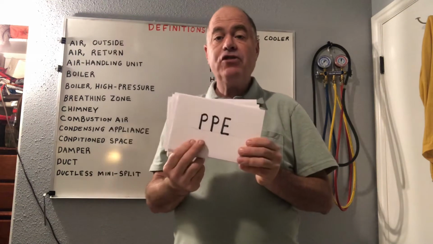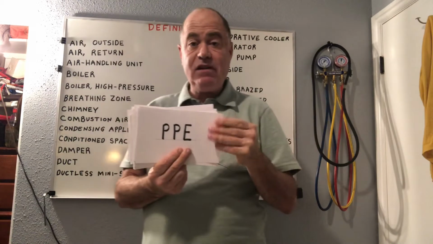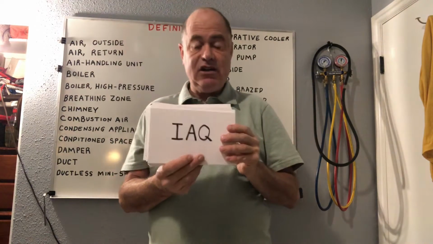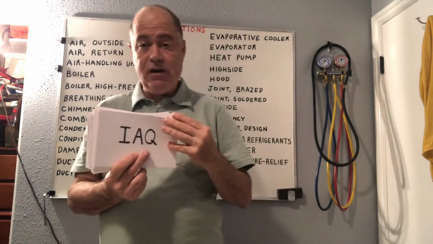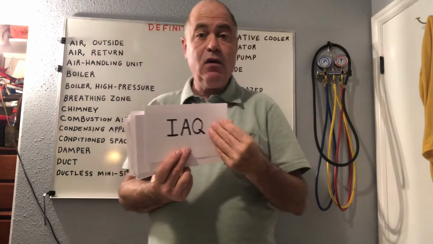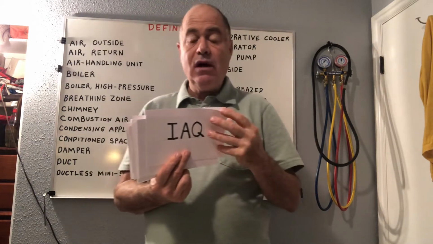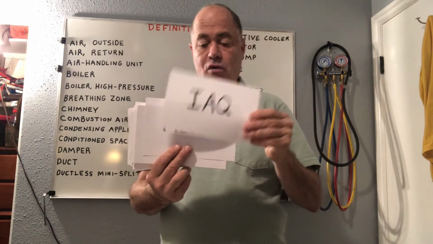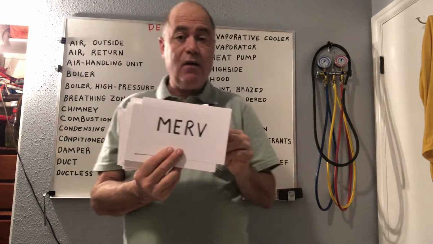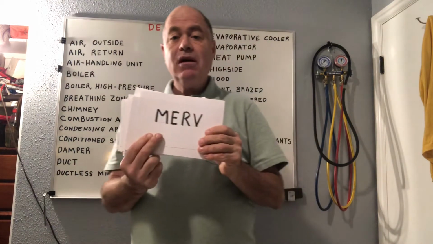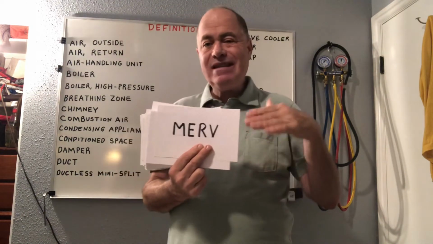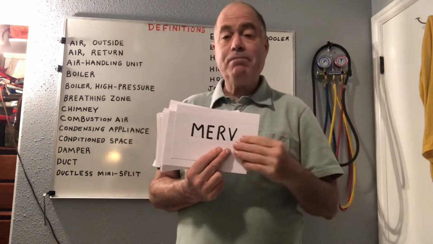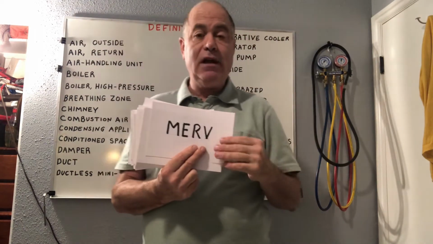PPE, personal protective equipment. These are things like safety glasses and gloves. IAQ, indoor air quality. People are very concerned with the quality of the air. What is the dust quantity? What is there a viral load or whatever in the air, indoor air quality. And along with that, we have MERV, minimum efficiency reporting value. This is how we rate air filters. The higher the MERV rating, the less particulates and things the air filter will let through it.